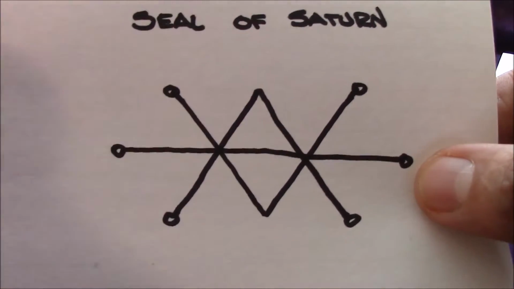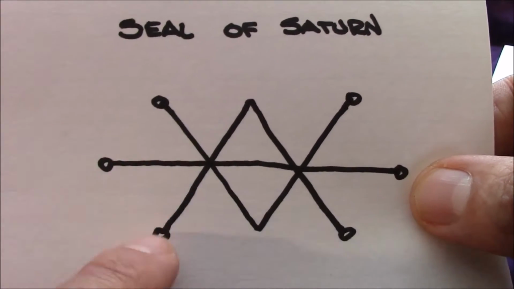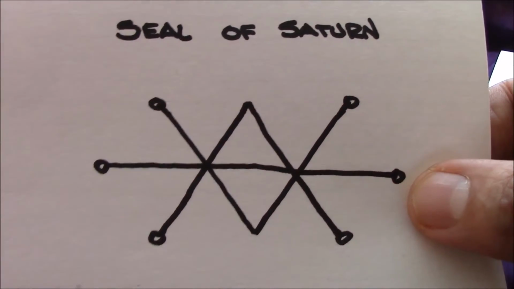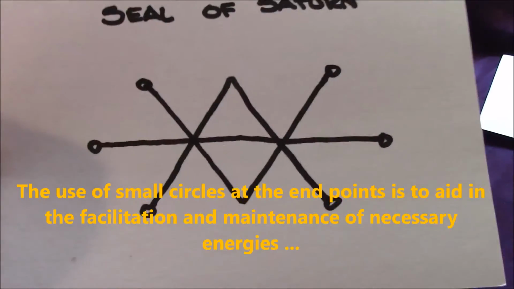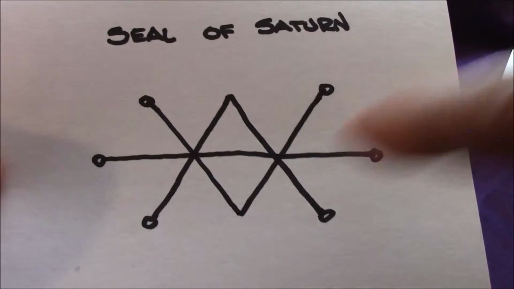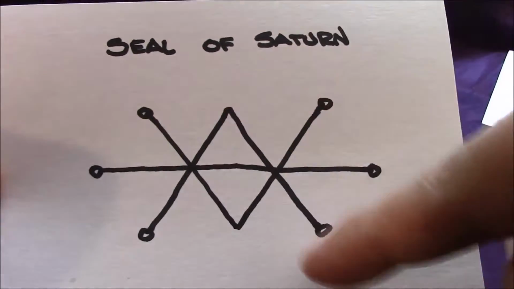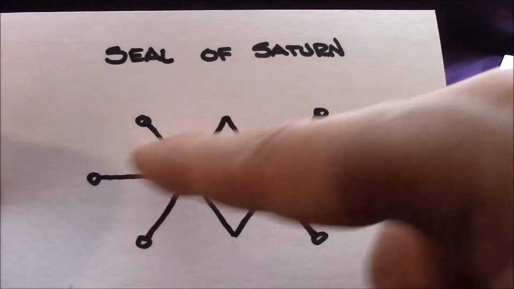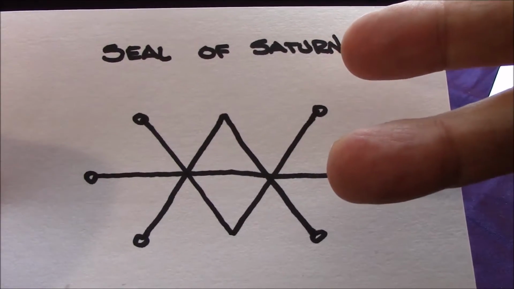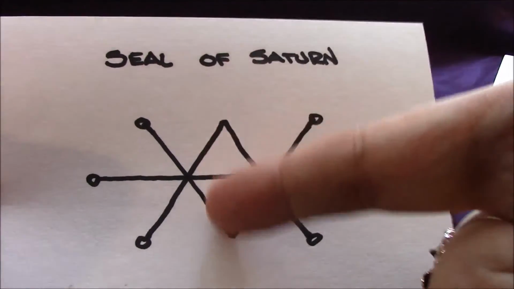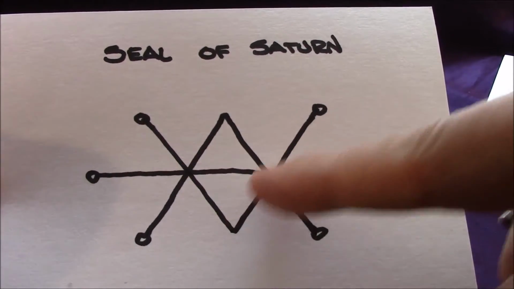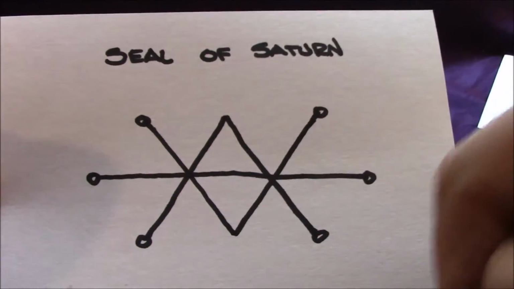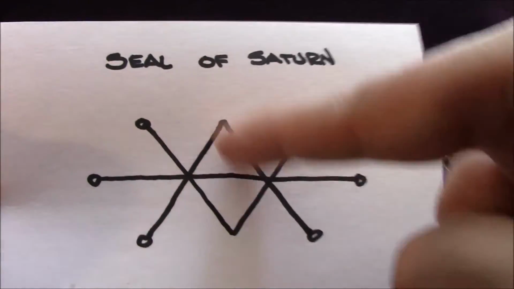However, the classic presentation of the Seal of Saturn is in fact like this. And it has the end points sealed with little circles to keep the energy flow in there. So do as you will. It doesn't really matter, as long as you recognize that any presentation with a reference to this or any presentation which looks similar to this is probably a reference to this. So references to diamonds, perhaps, references to the letter W, references to the letter M, letters like V, or perhaps V and then W.